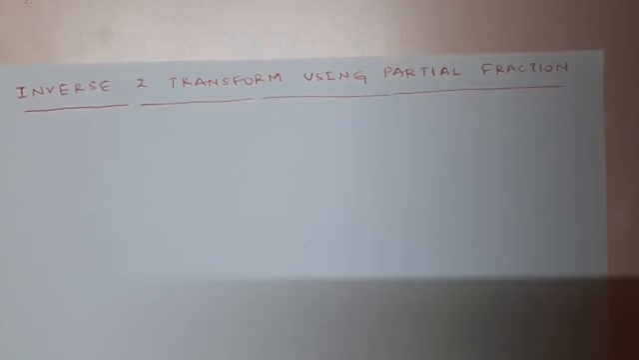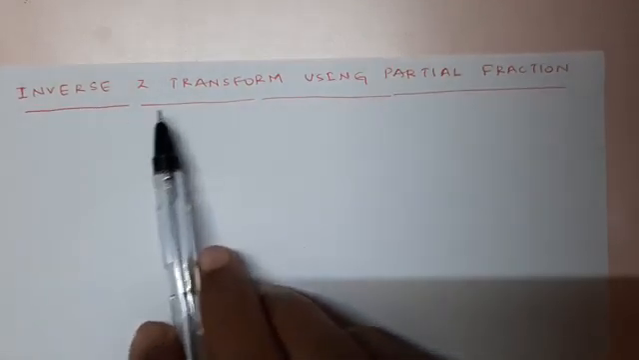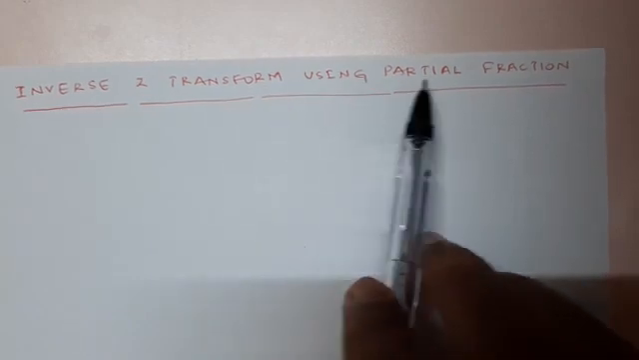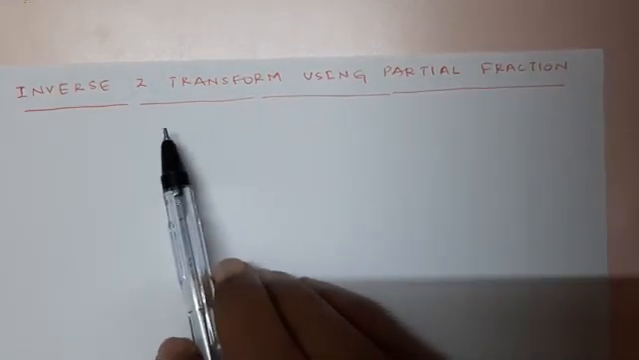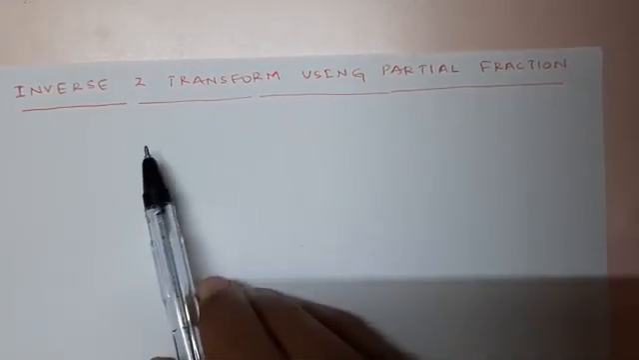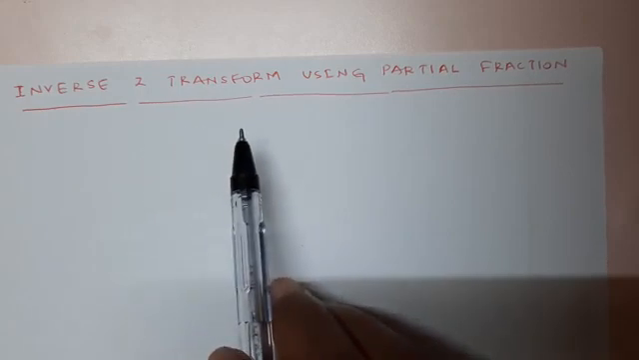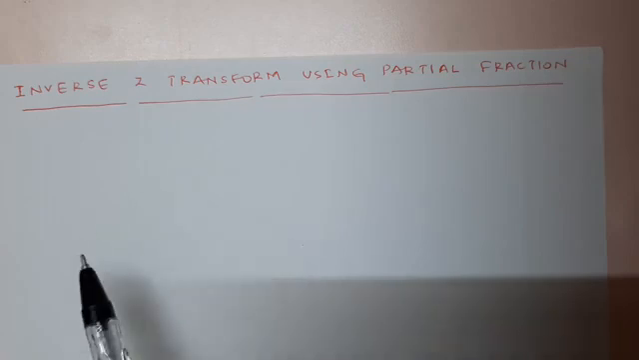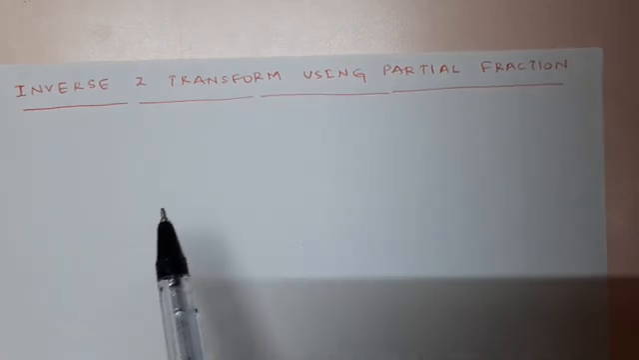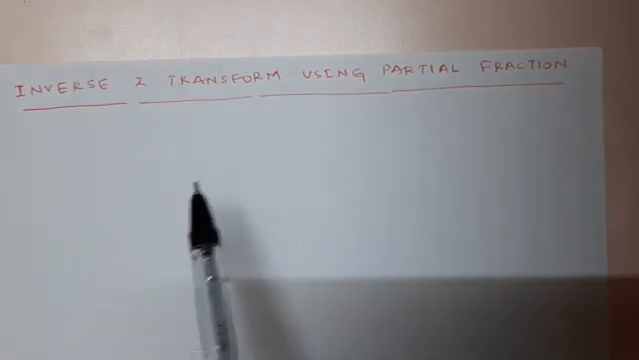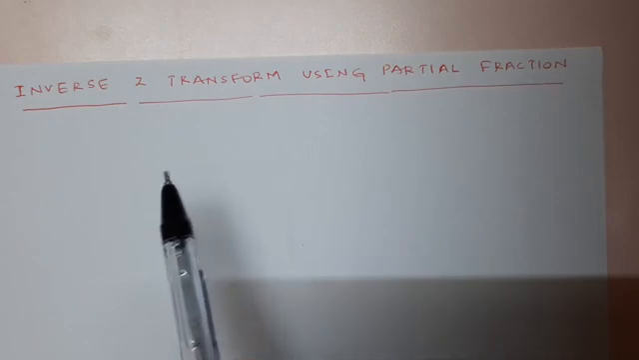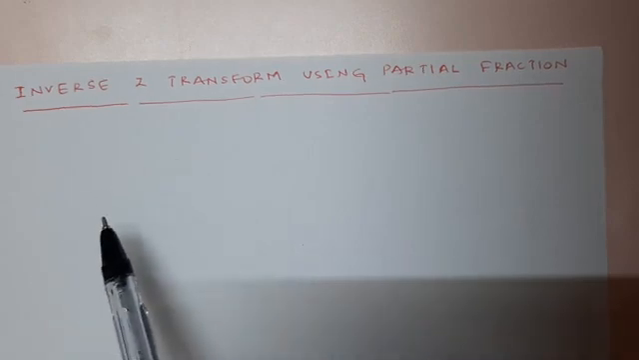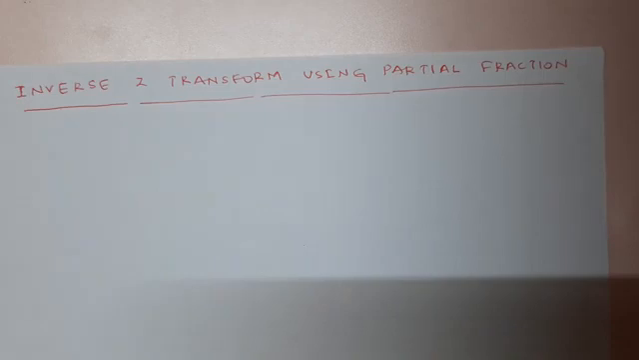Now we will go for the next topic, inverse Z transform using partial fraction. Till now we found out the Z transform of x of n. Now we are trying to do the reverse approach. Given X of z, how do we find the inverse Z transform? That is, given X of z, we need to find x of n.